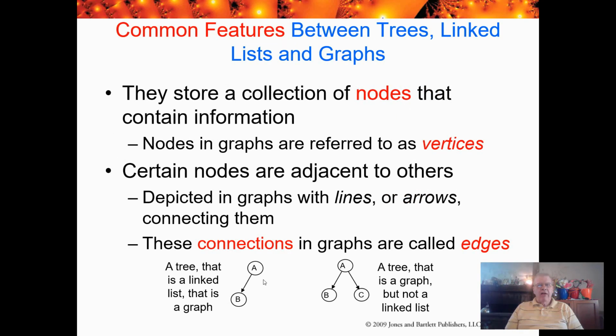As with trees, they are drawn as circles with integers or letters, usually capital letters, or perhaps with a graph, there's more information in the node, in the vertex, maybe a city name or something like that. They're connected with lines or arrows.